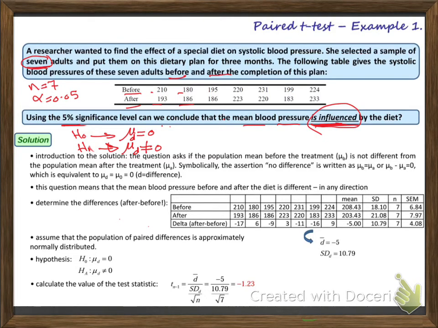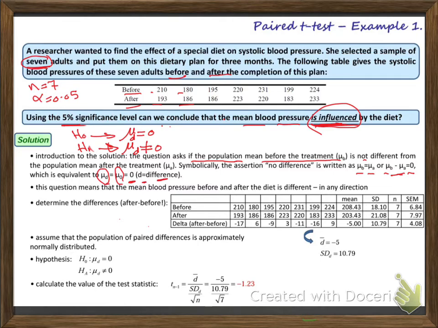Okay, so going through the solution here, it says introduction to the solution. The question asks if the population means before and after the treatment are different or not. If it's different, mu delta will not be equal to 0. If they are the same, it will be 0. So we can write mu before equals mu after, or mu before minus mu after equals 0, or we can write mu delta equals mu naught. Sometimes they call it mu naught instead of mu delta, equals 0. Delta means difference, so the mu of the difference equals 0.